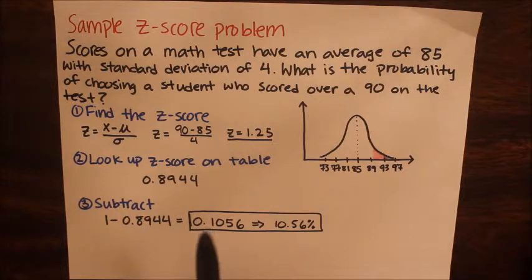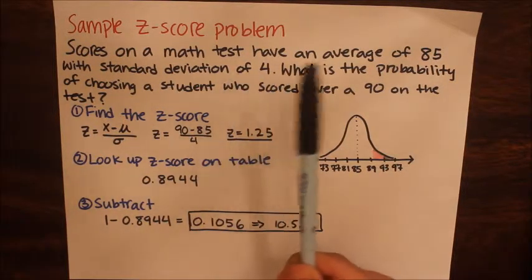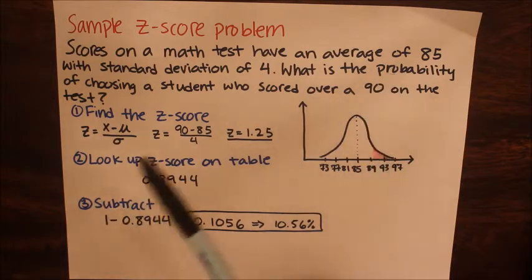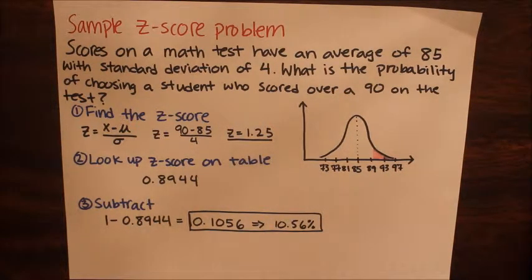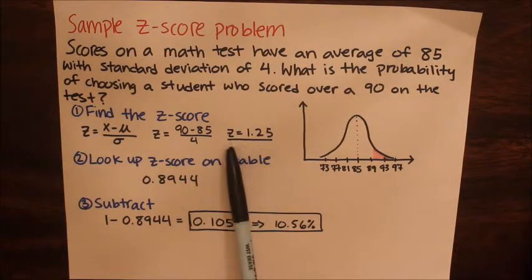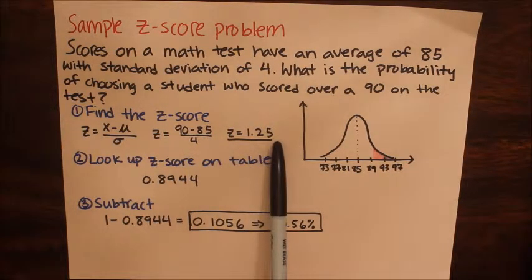Here is a sample z-score problem. Scores on a math test have an average of 85, with a standard deviation of 4. What is the probability of choosing a student who scored over 90 on the test? First, we have to find the z-score. If you plug that in, it's 90 minus 85 over 4, and we find that z equals 1.25.